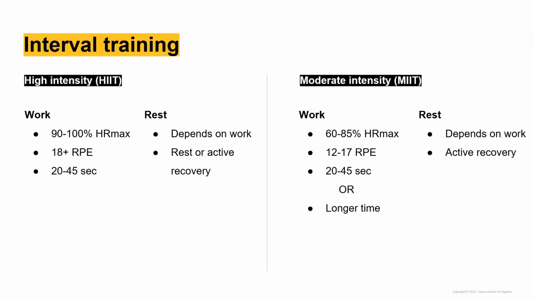To prescribe MIT, you should prescribe work intervals that are challenging but submaximal. You can prescribe work ranging from 60 to about 85% of heart rate max, or at an RPE ranging from 12 to 17. Since the intensity is more manageable, the work interval can be longer, but can also follow similar patterns to HIIT. The amount and intensity of rest for both HIIT and MIT will depend on the amount and type of work and the client's fitness level.